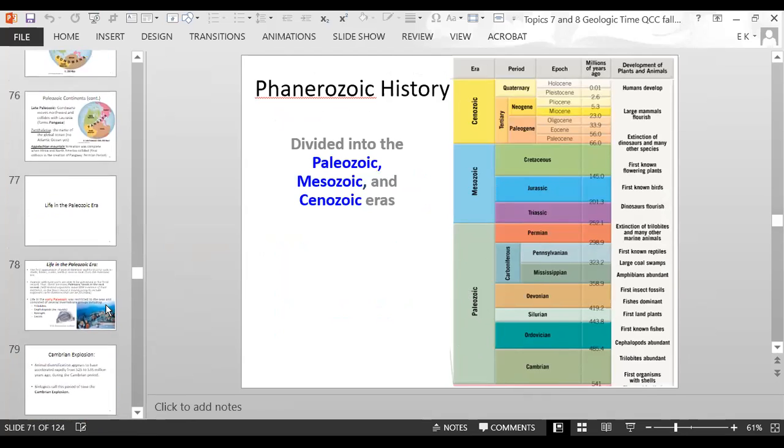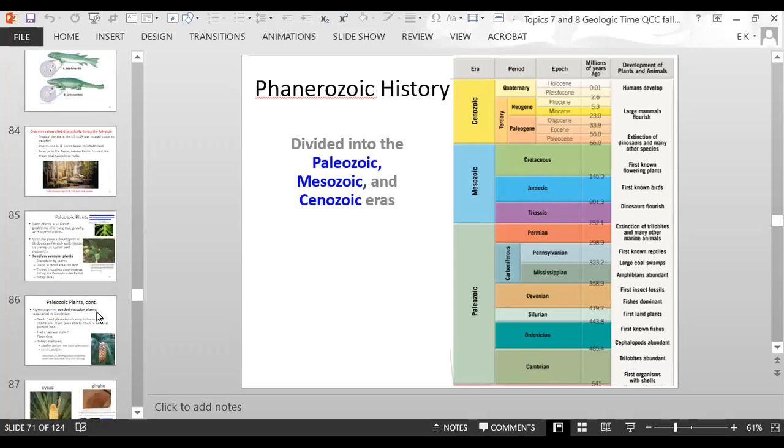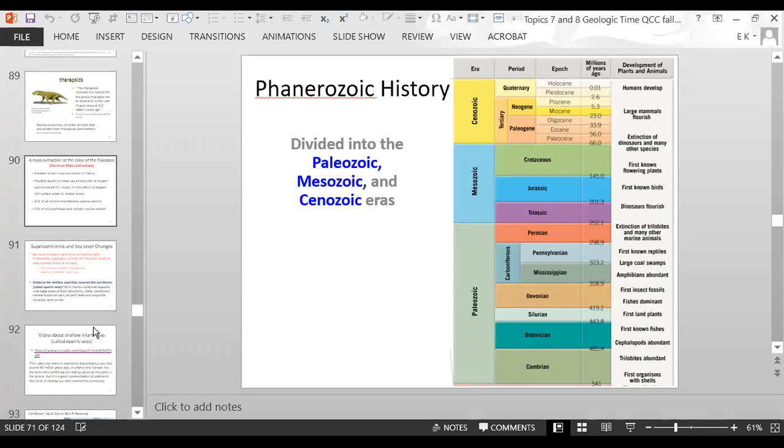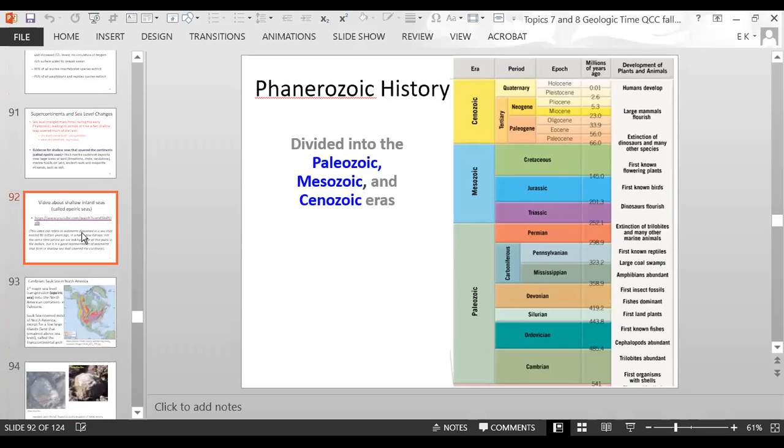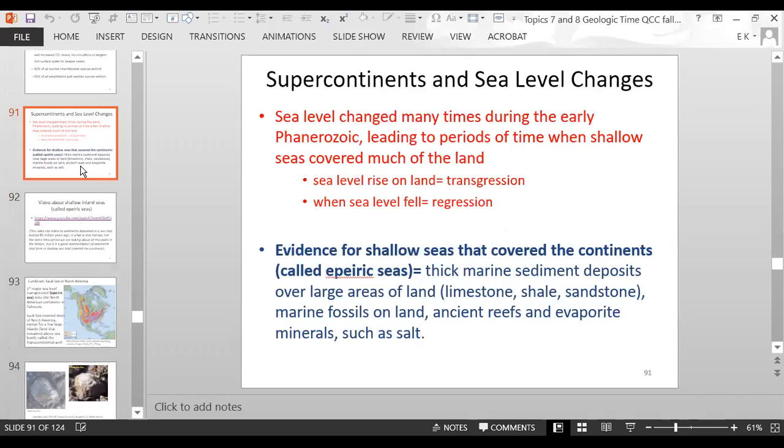And you had a lot of sea level changes, where there were periods of time where sea level was really high and it covered a lot of the land. When the sea level rises and covers land, it's called a transgression. When sea level falls, it's called a regression.